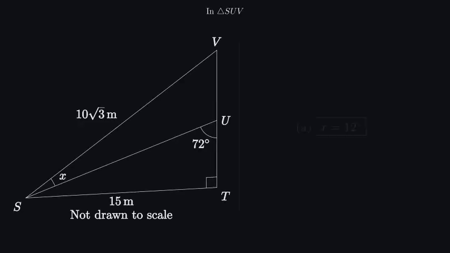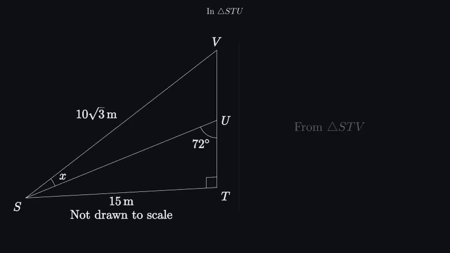The final answers are x equals 12 degrees, length of UT equals 5 m, and the area of SUV is 28 m squared. To summarize, we first use cosine in the large right triangle to find angle VST equals 30 degrees. Then we found angle UST equals 18 degrees. So, x equals 12 degrees. For part B, we use tangent in triangle STU to find length of UT. For part C, we subtracted the area of the smaller triangle from the area of the larger triangle.